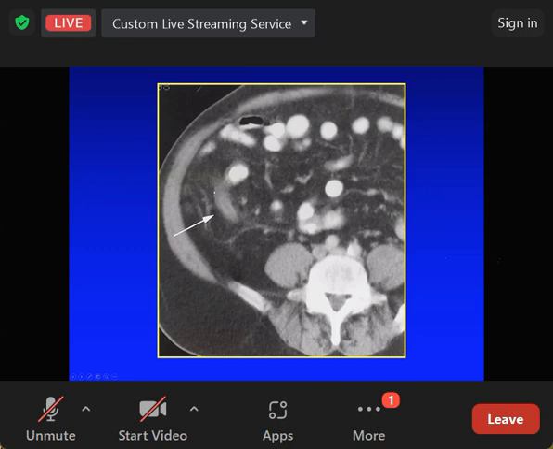And here's just another example, a less florid appendicitis. This is a longitudinal section through the appendix. Again, a thickened wall and some fat stranding, and that is the peritoneal reflection there. There's also a bit of peritoneal inflammation.